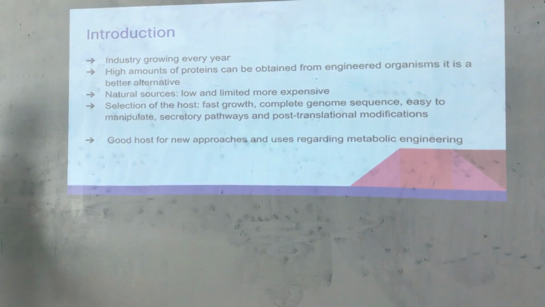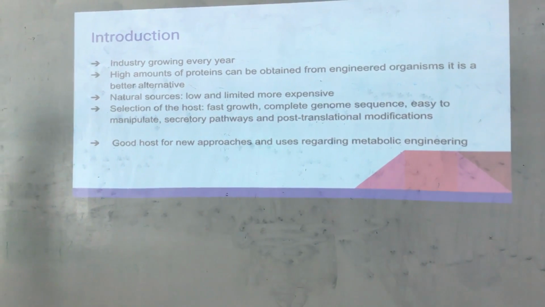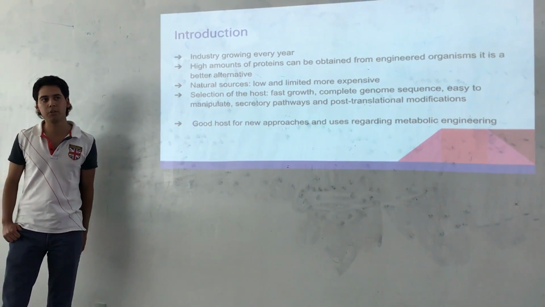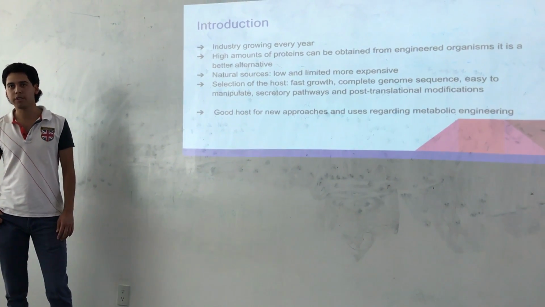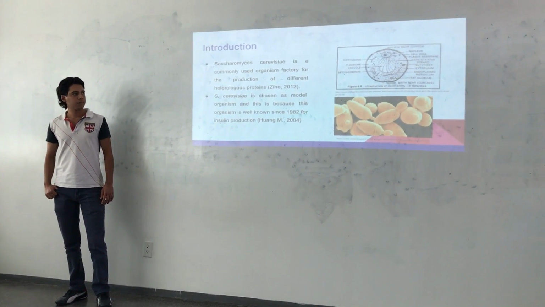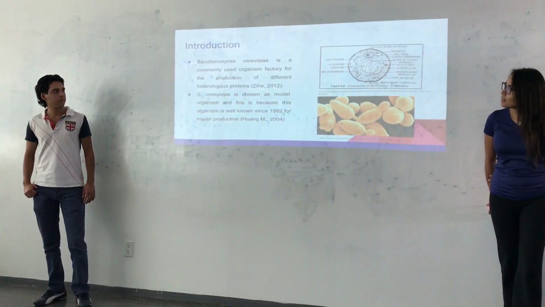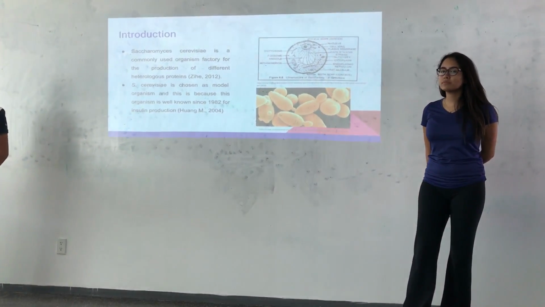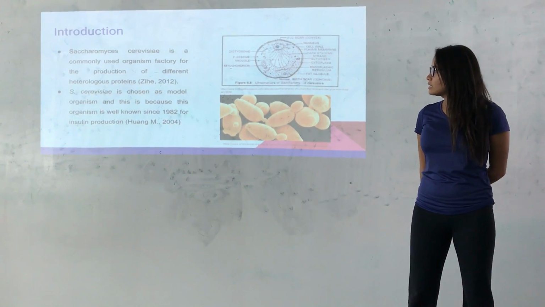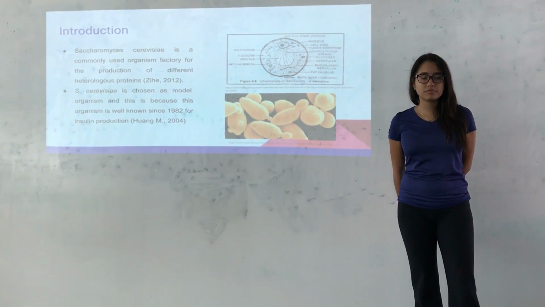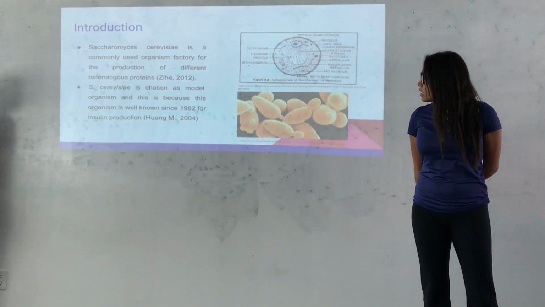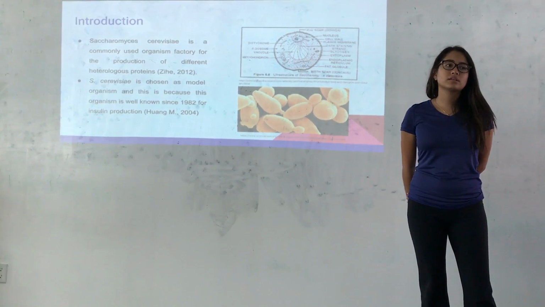It has fast growth. It is completely known. It is easy to manipulate, and it can perform post-translational modifications, for example, the formation of the disulfide bond that is important for the secretion of proteins. This organism has had its whole genome recognized since 1982, because of the production of insulin, which started the boom of recombinant protein production in cells. And it's also a GRAS organism.